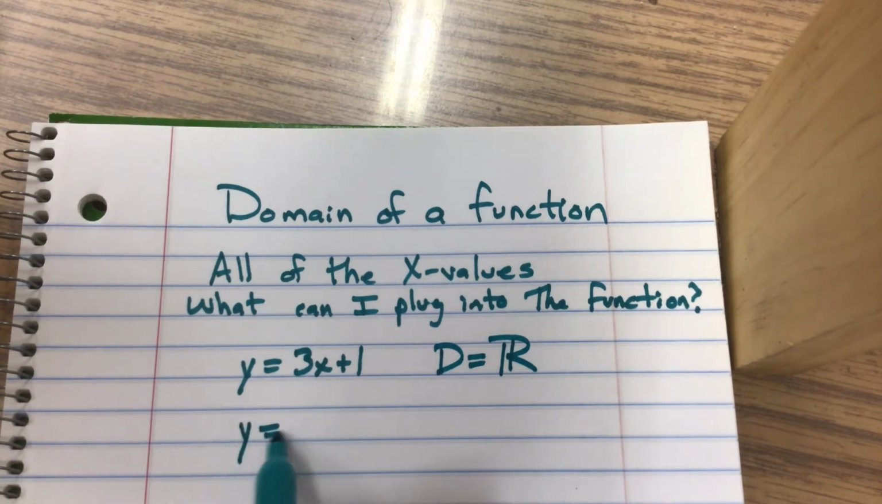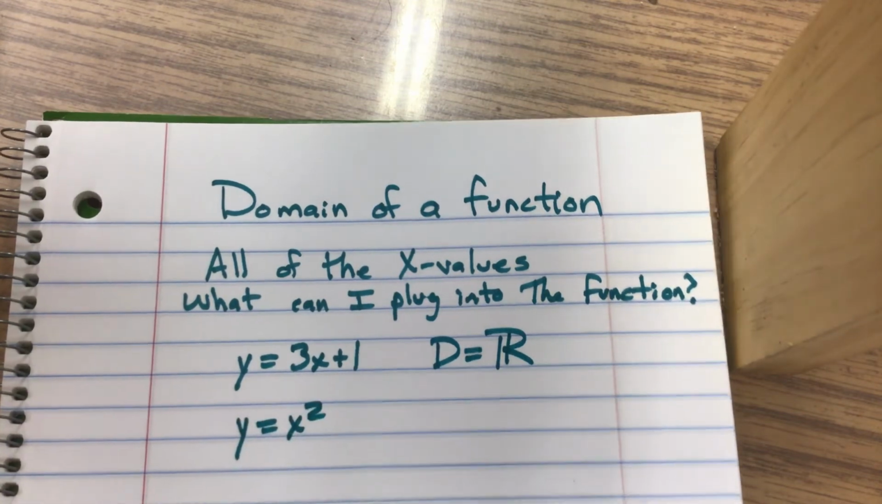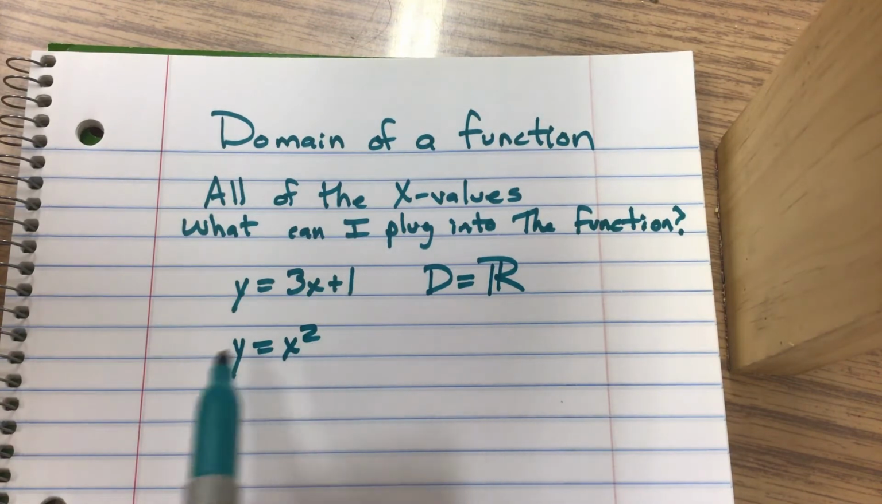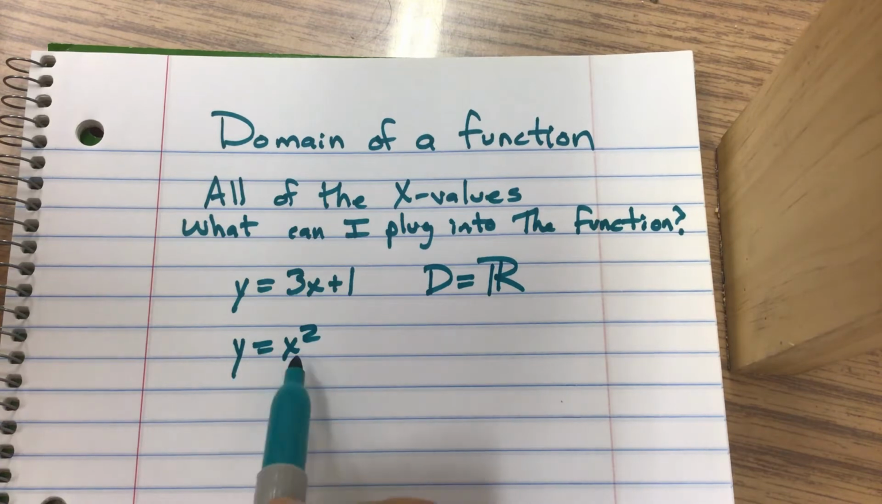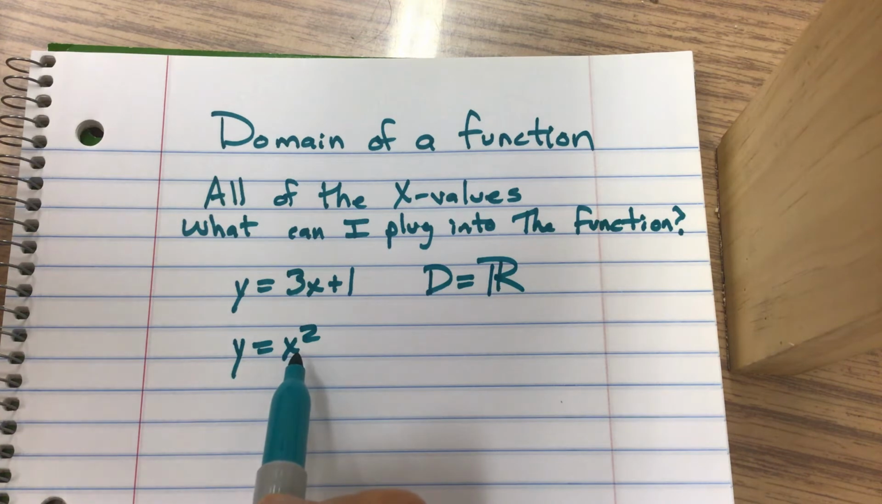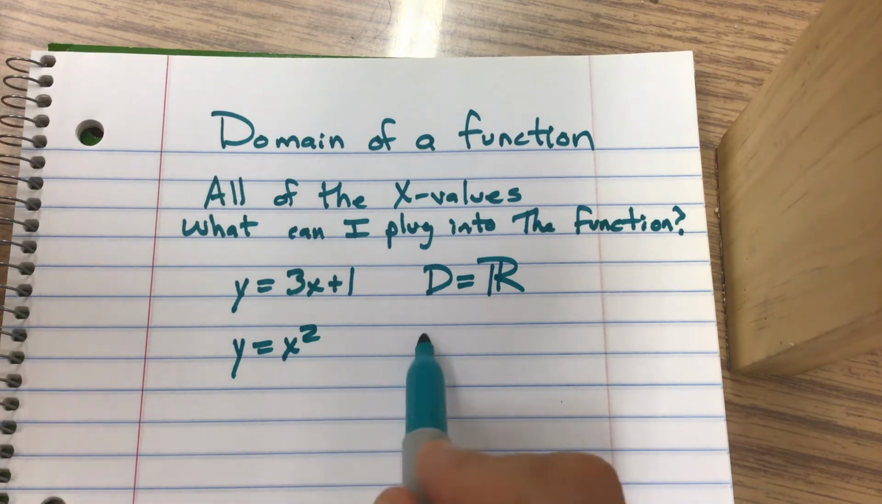Another function is called a quadratic function. What can you plug in here? Any value you want. If you plug in a 10 and you square it, you get 100. So your input is 10, your output is 100. You could plug in 50, you could plug in negative 5. You plug in negative 5 and you square it, you get 25. So your input, the number you plug in, or your domain, is all real numbers.